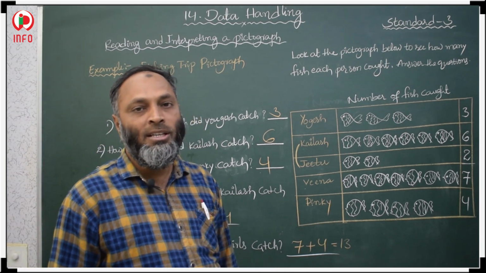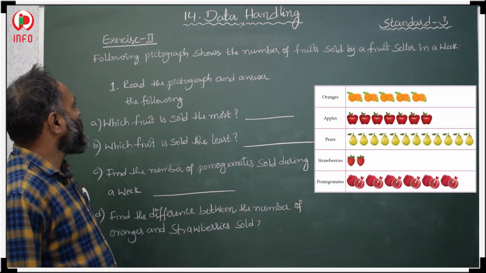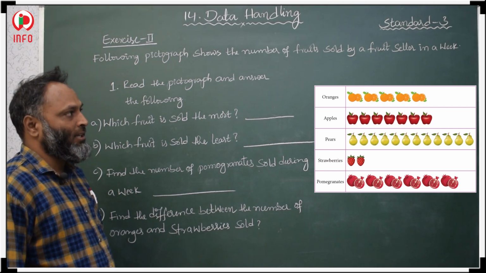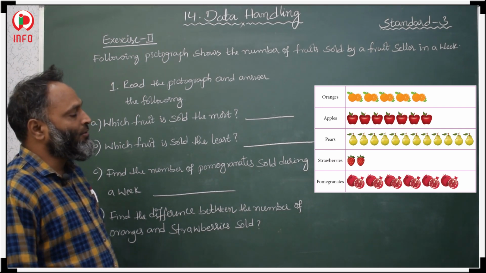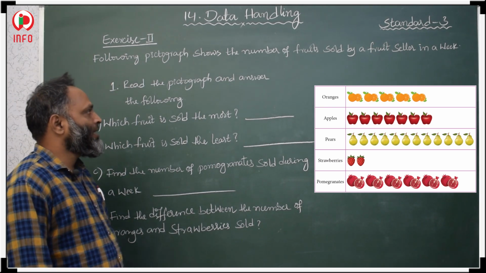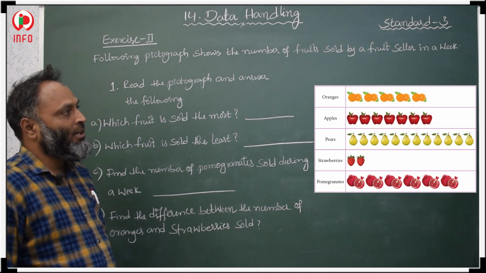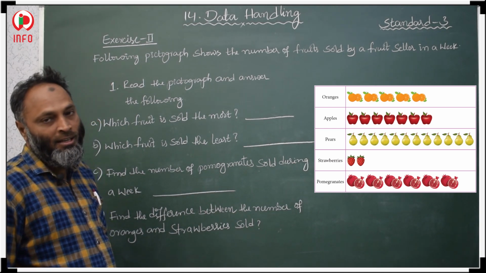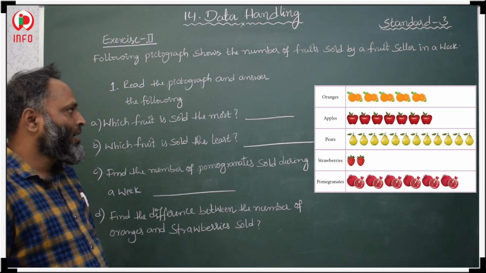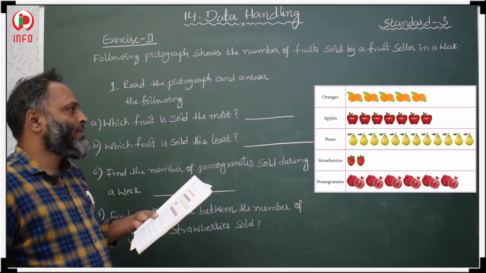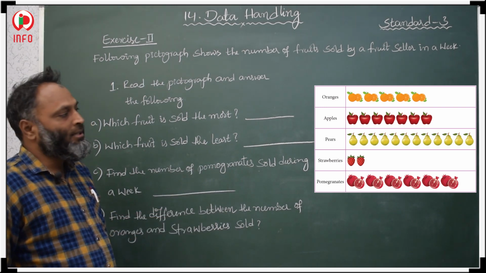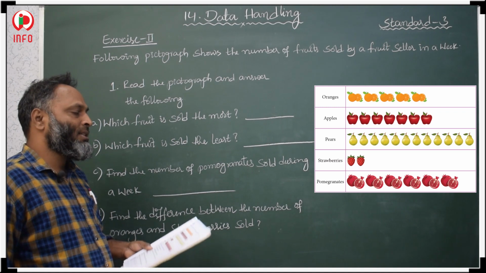Okay students, now see here, in exercise 2, the following picture shows the number of fruits sold by a fruit seller in a week. In a pictograph, some fruits are given, and it represents the number of fruits a fruit seller sells in a week. Total how many types of fruits are given? 5 types: oranges, apples, pears, strawberries and pomegranates.